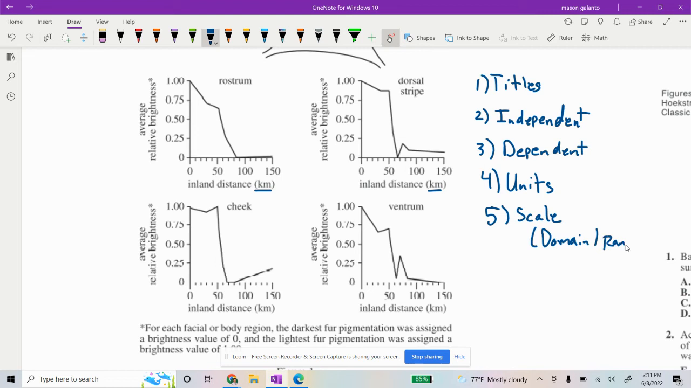And I've already been talking about this because we mentioned that it goes up by 50s. The x-axis does, and it goes up by 0.25s on the vertical. So these are the things that we've already covered, and I'm doing all that in one shot. And then the last thing I look at is the trend.